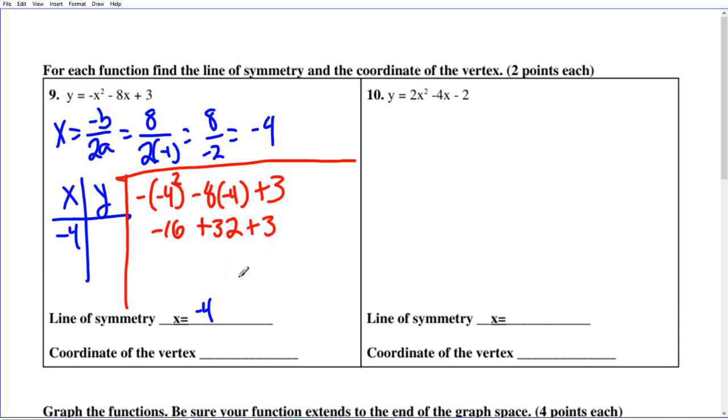My goodness, I don't have a calculator anywhere near me. I'm a terrible math teacher. I've got my phone here. Alright. Negative 16 plus 32. I could have done that. That's 16. 16 plus 3 is 19. So the coordinate is the point -4, comma, 19.